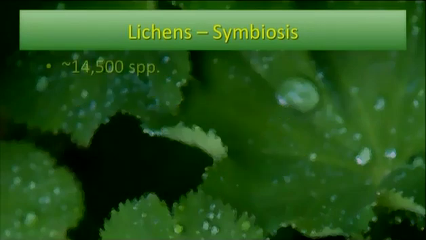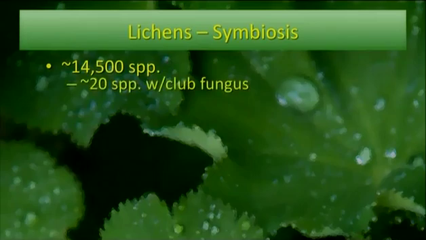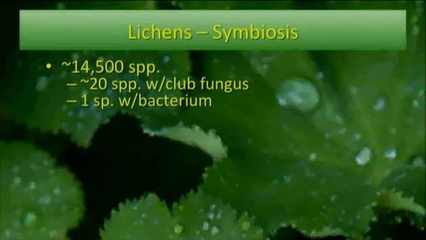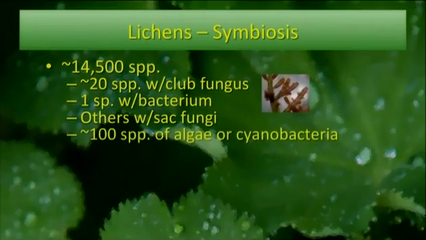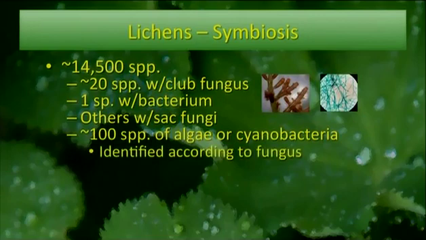So lichens number about 14,500 species, with approximately 20 species using club fungi. One species uses a bacterium, which is of course the cyanobacterium, and the others are all with sac fungi. And about 100 species of algae or cyanobacteria. They're generally identified according to the fungus.